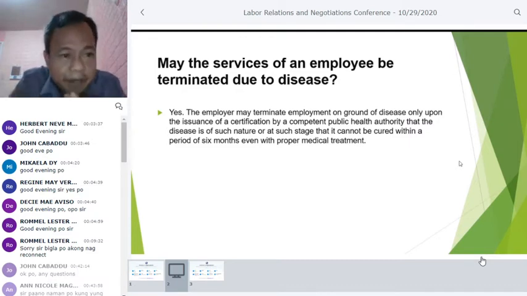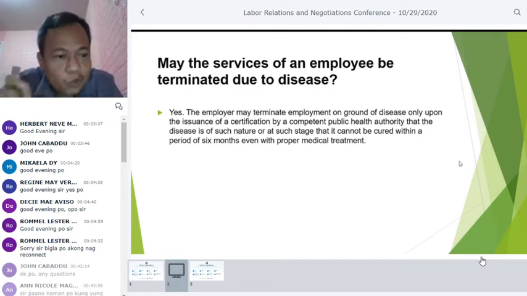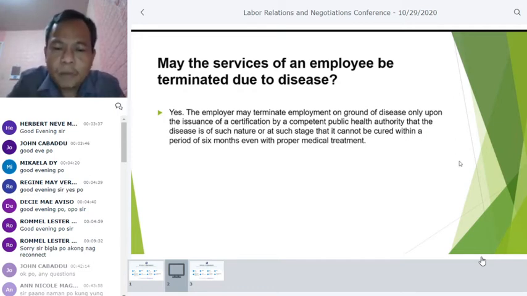So, ang sabi dito na there should be factors before an employee may be terminated due to contraction of a disease, o pagkakaroon ng sakit na malubha. Tandaan niyo, disease, it should be grave or serious. So, ang sabi dito, kailangan mag-issue ang isang competent public health authority, a doctor, a hospital, ng certification, medical certification, that this person has a disease.